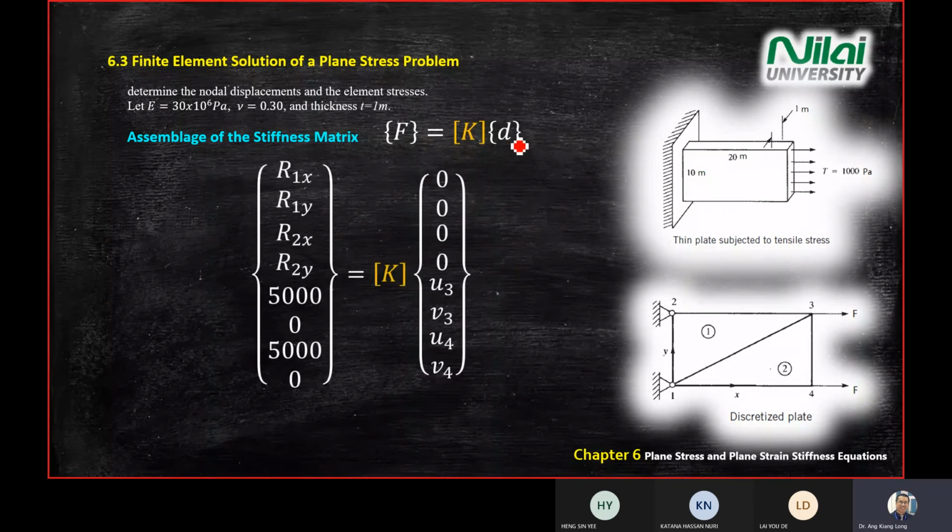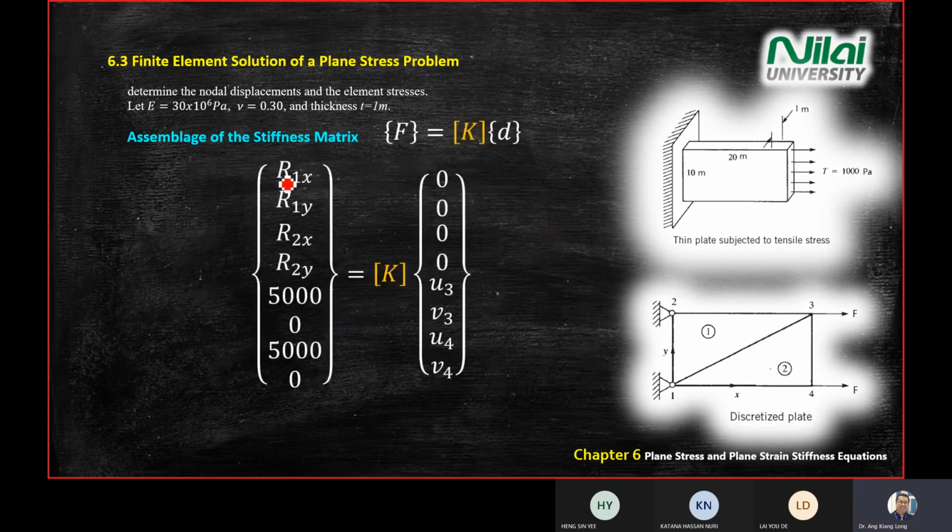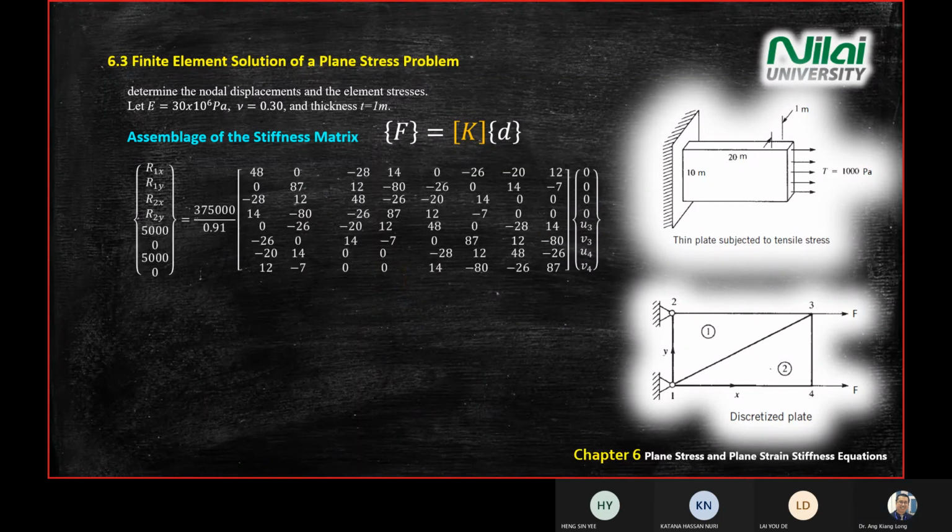After that, you use F equal to KD again. You already found your K, and you have all the 8 equations here. So I put the answer for you: Rx1, and so on, K, D.